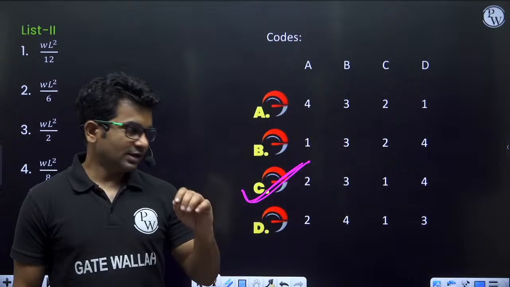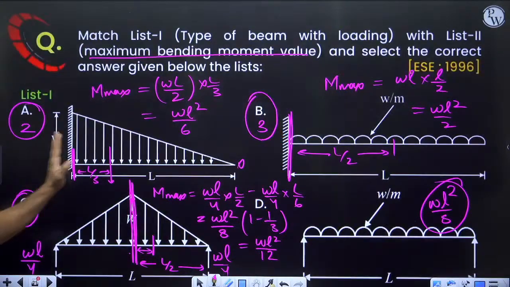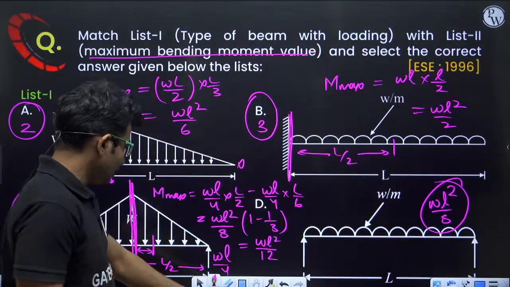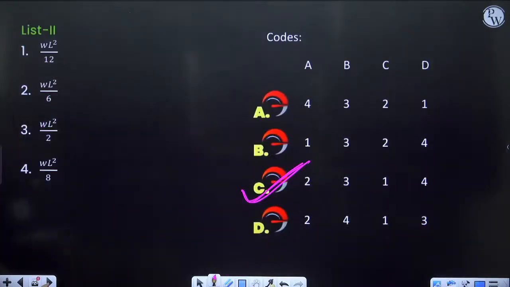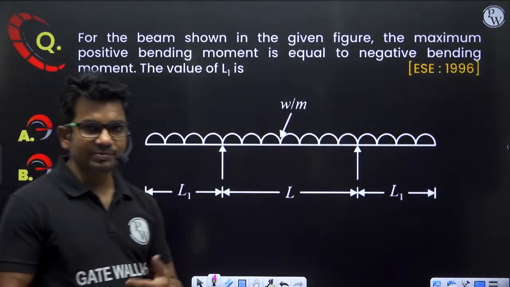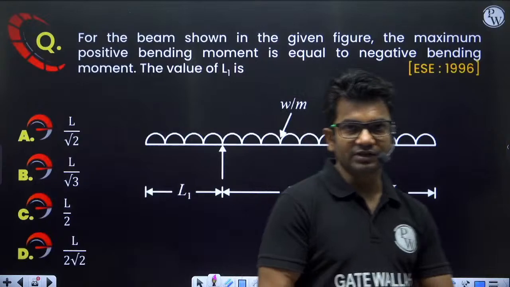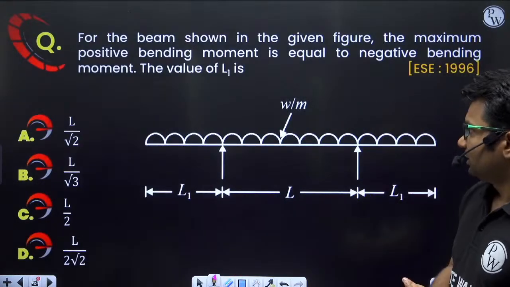So if we just calculate for these two, then also we could have found the answer. But since we are practicing, while practicing, let us solve each and everything, right? Okay. Now next question.